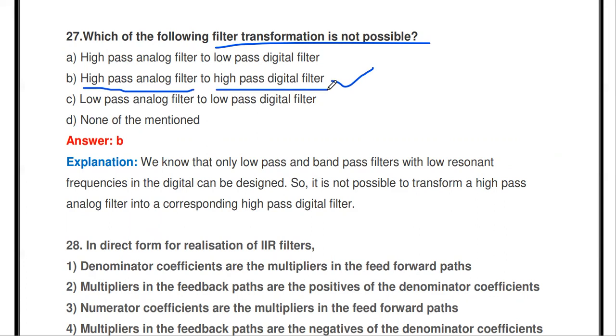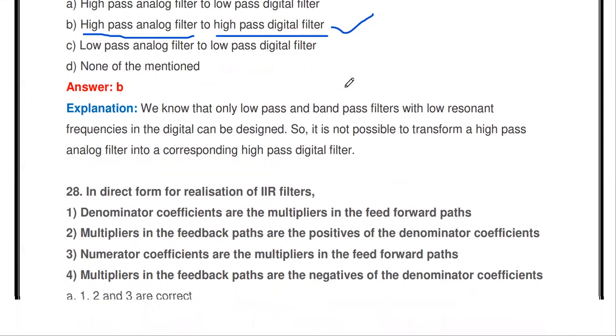Okay, so in any case, whether it is a high pass, low pass or any filter, first we have to design the low pass filter, then we can convert it into high pass using a digital transformation technique. So this thing is not possible.